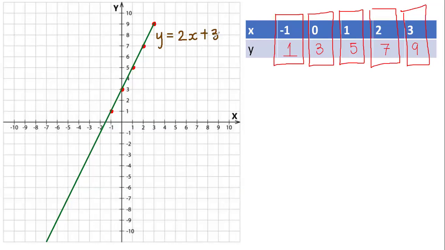Y is equal to 2x plus 3. Okay, good. Any questions on this? Let me know if y'all have any questions, please. Or if y'all understand how I'm getting the graphs. Let me know, please, if y'all understand.